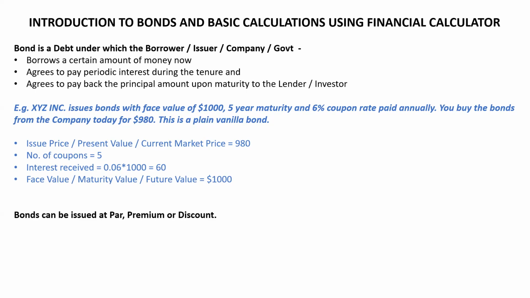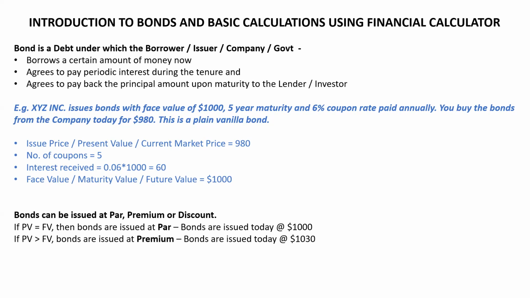Now, bonds can be issued at par, premium, or discount. If the present value is equal to the future value or the face value, then we say that the bonds are issued at par. So if, let us say, we change the example, the company is issuing the bonds today and the face value is also 1000 and the present value or the current market price is also 1000, then we say that bonds are issued at par.